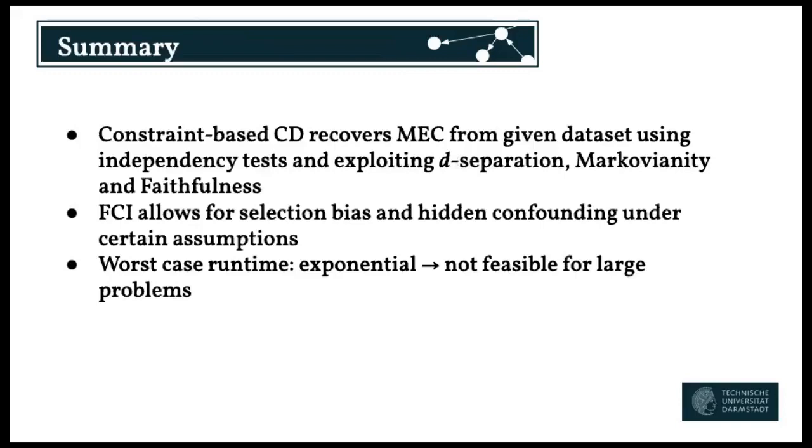So, a brief summary for constraint-based causal discovery. We have learned that constraint-based CD recovers the MEC of a causal graph, however, not the entire causal graph, based on just observational data. FCI allows for selection biases and hidden confounding under several additional assumptions. And one thing we haven't learned so far, but that you should also keep in mind: the runtime of these algorithms, both FCI and PC, is, in the worst case, exponential, which is horrible when it comes to larger problems.